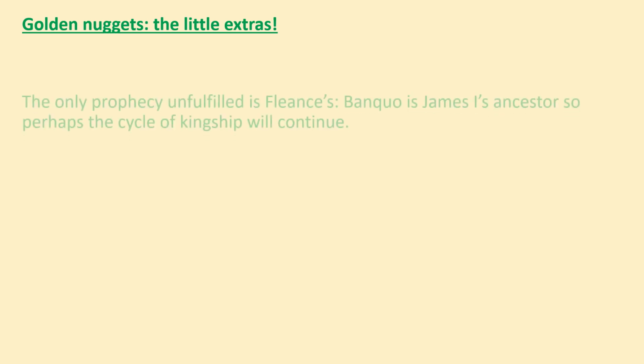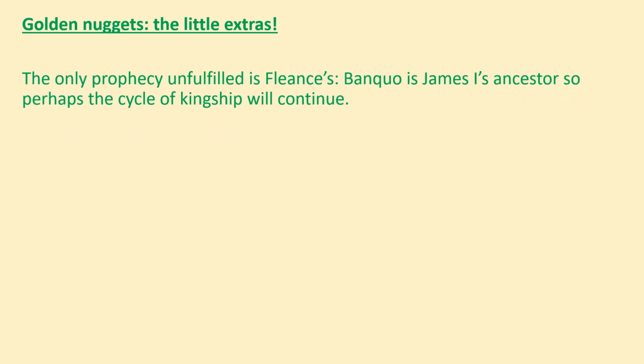So here they are. The first one is that the only prophecy that remains unfulfilled by the end of the play is Fleance's. So if you remember, Banquo will be father to kings. Now, what's interesting to note is that Banquo is actually James I's ancestor. So maybe the cycle of kingship will continue as James I is actually on the throne.